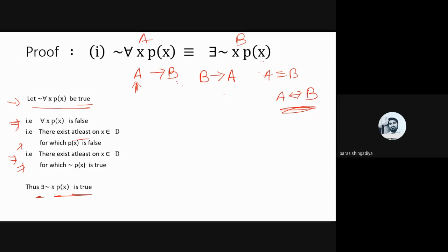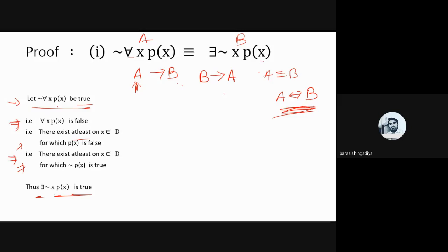First we consider A to B formation, means we consider A is true, then by using that we'll prove B is also true. Okay, and then the reverse: B is true, then based on that result we'll prove that A is also true. Okay, and then we can say that A biconditional B is a tautology.